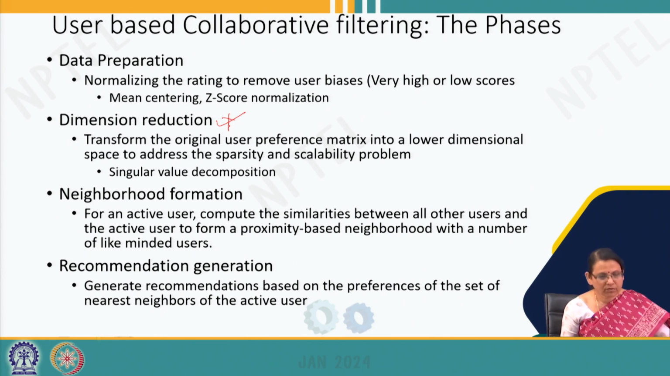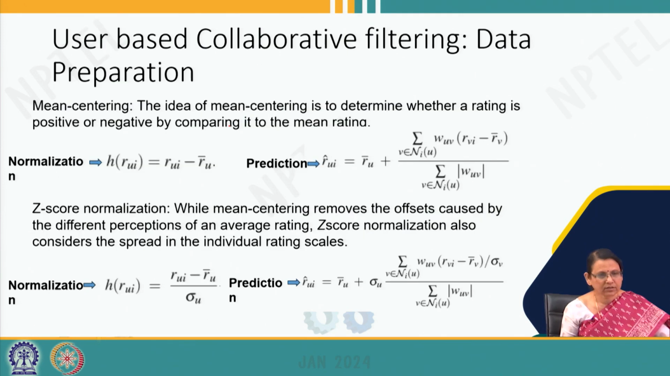Then comes your neighborhood formation. For an active user, you have to compute the similarity between all the users and the active user to form a proximity based neighborhood or the similarity based neighborhood with a number of like minded users. And finally, based on this neighborhood, you are supposed to generate a recommendation.